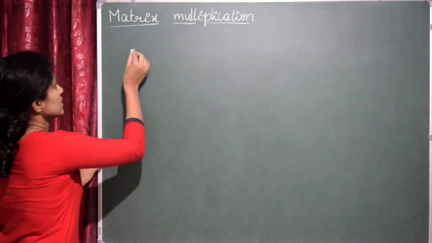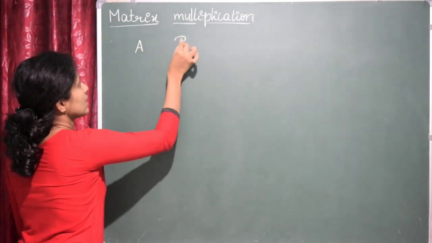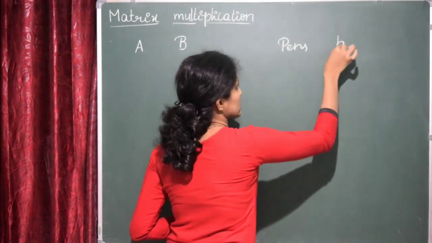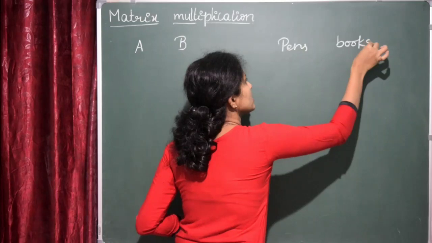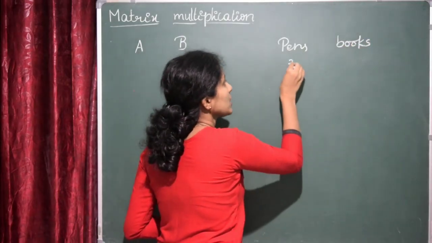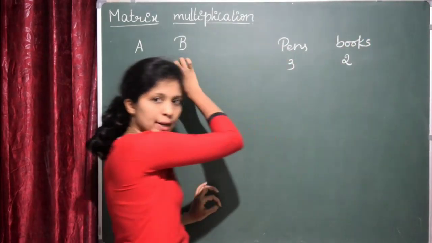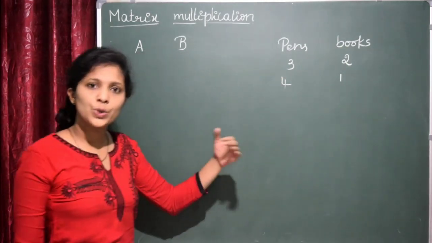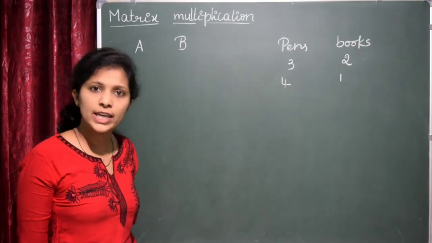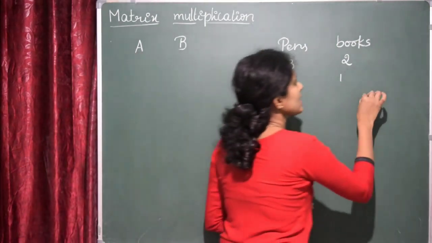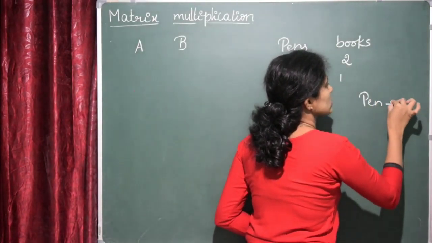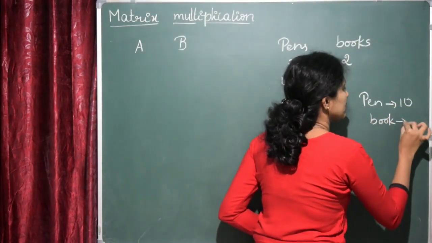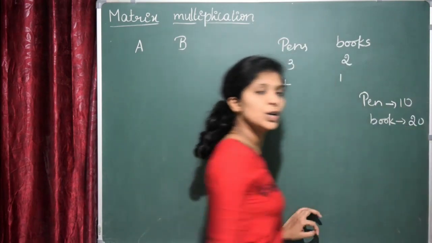Let me consider two individuals, A and B. They want to buy some number of pens and books. Person A says he wants to buy 3 pens and 2 books, and B says he wants to buy 4 pens and 1 book. They go to one shop and ask the price of each pen and book. The shopkeeper says each pen costs 10 rupees and each book costs 20 rupees.